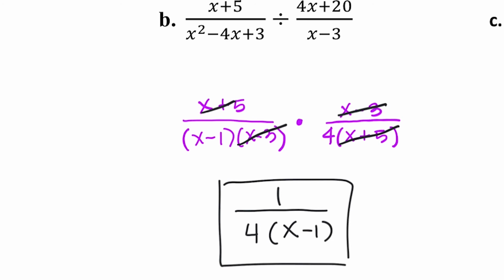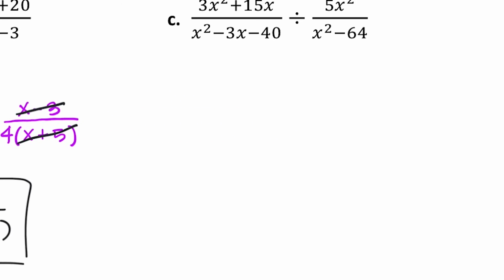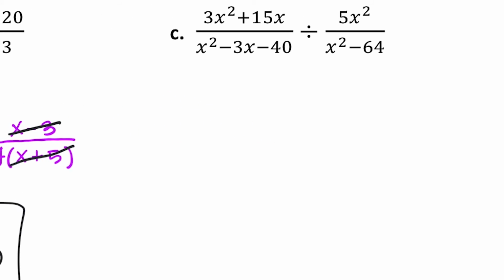Okay, and our last example. If we start with 3x squared plus 15x, what does that factor to? Well, we don't have a constant, so this is a GCF. All we can do is pull out a GCF. What does 3x squared plus 15x have in common? Well, they both have a 3 and an x. And if we pull that out, we're left with an x and then a plus 5.